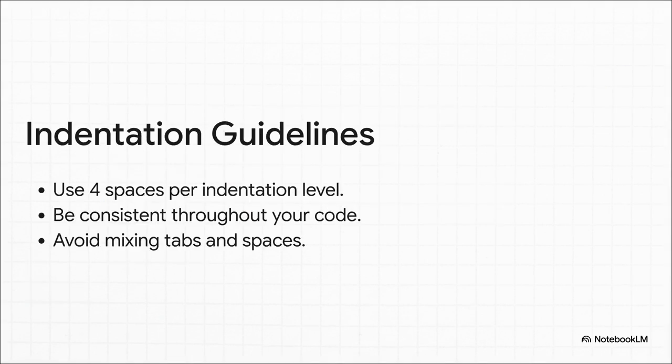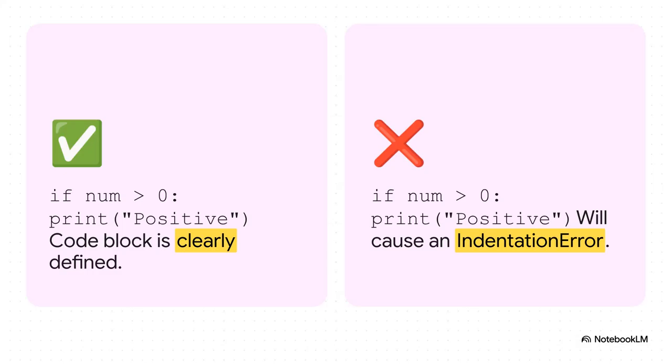So what are the rules? Well, the standard is pretty simple. Just use 4 spaces for each level you indent. But honestly, the most important thing is just to be consistent. If you follow these rules, you will save yourself from one of the most common headaches that new Python programmers run into. Trust me. And here's what that looks like in the real world.